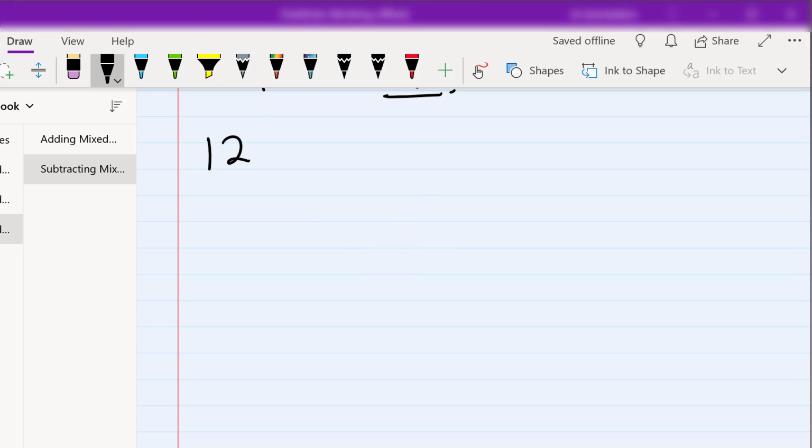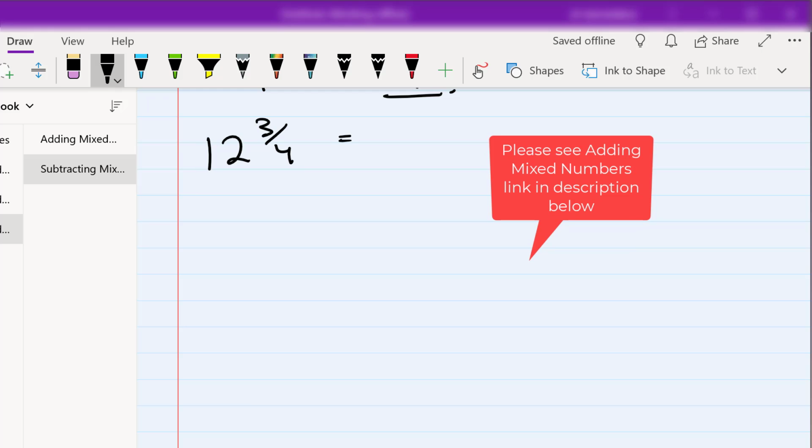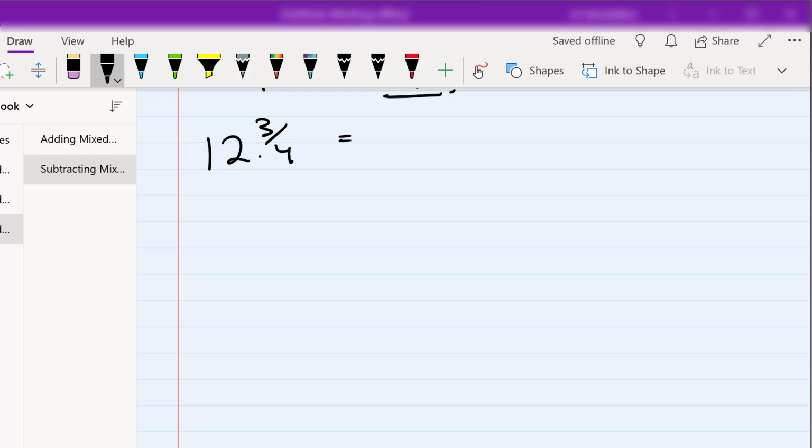Another useful trick that I taught in the previous lesson on adding mixed numbers is we can convert 12 3/4 to a fraction by simply multiplying 4 times 12, which is 48, adding the numerator, which is 3, and dividing by the denominator, which is 4, and we have 51 over 4.